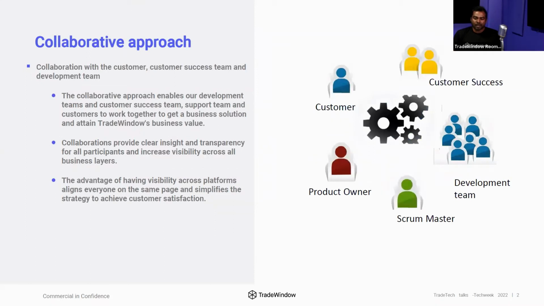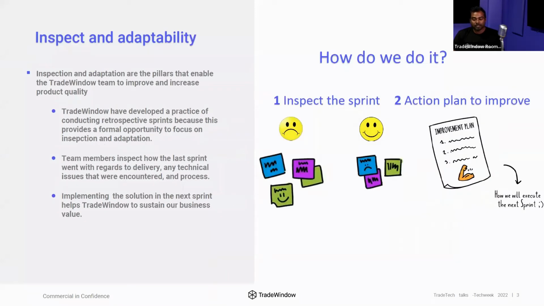Collaborative approach is an important element which enables our development team, customer success team, support team, and customers to work together to get a business solution and attain TradeWindow business value. Collaboration provides clear insight and transparency for all participants and increased visibility across all business layers. The advantage of having visibility across platforms aligns everyone on the same page, and it simplifies the strategy to achieve customer satisfaction.